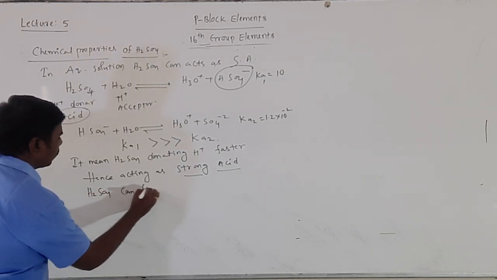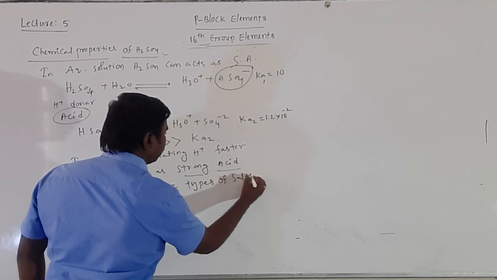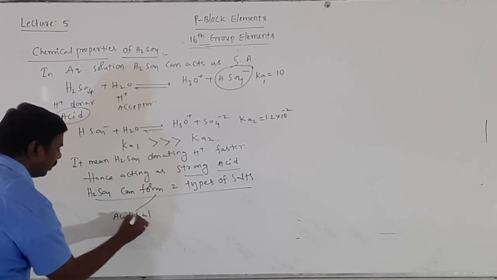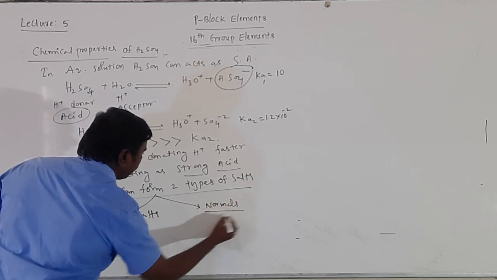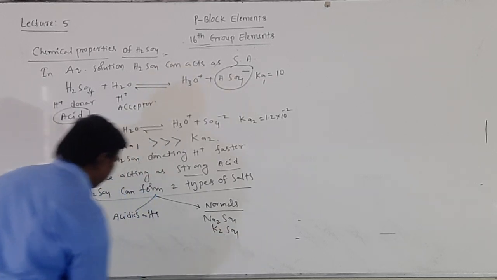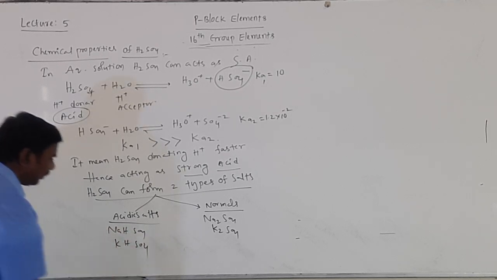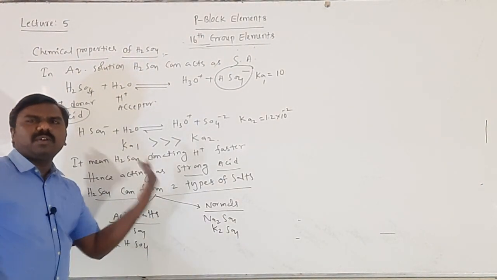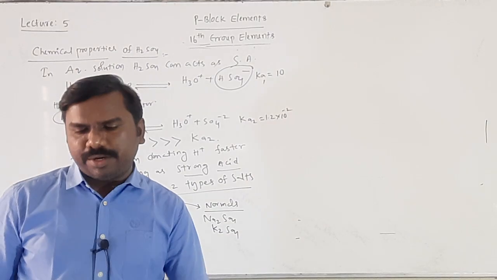So H2SO4 can form two types of salts. The first one is acidic salts, the second one is normal salts. Normal salts: Na2SO4, K2SO4. Acidic salts: NaHSO4, KHSO4. Acidic means this H, a proton, can be donated, and a proton donor is an acid, so the salt becomes acidic. The normal one has no hydrogen, right?